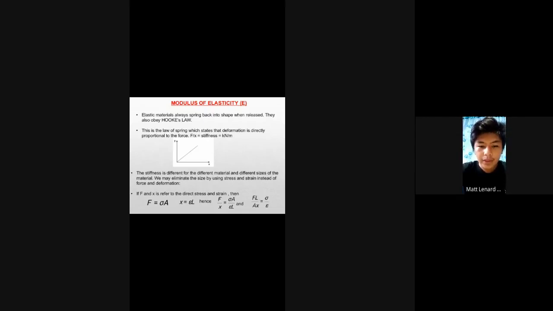If F and X are referred to direct stress and strain, then F is equal to sigma times area, and X is equal to epsilon times length. Hence, F over X is equal to sigma times area all over epsilon times L, and FL over AX is equal to sigma over epsilon. So the stiffness is now in terms of stress and strain only, and this constant is called the modulus of elasticity, or E.